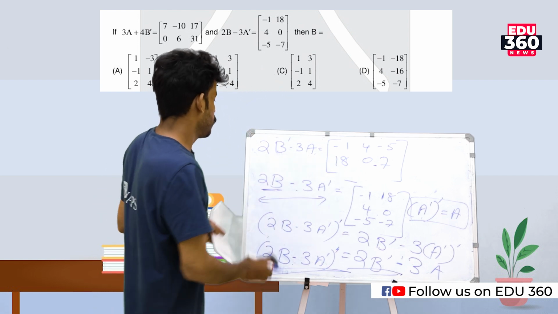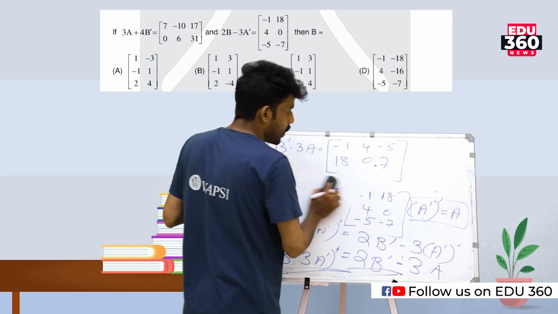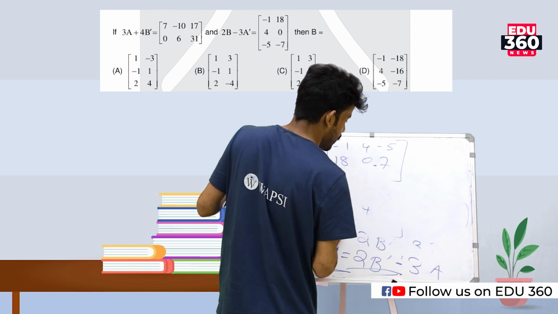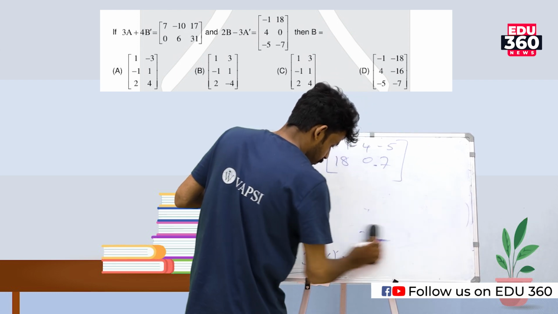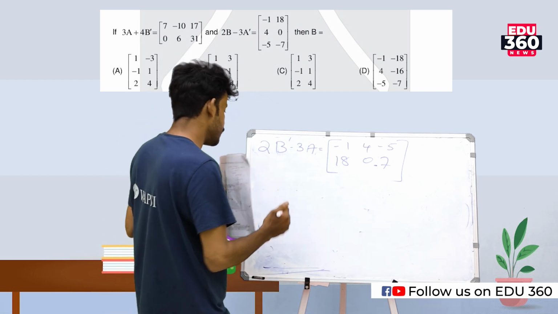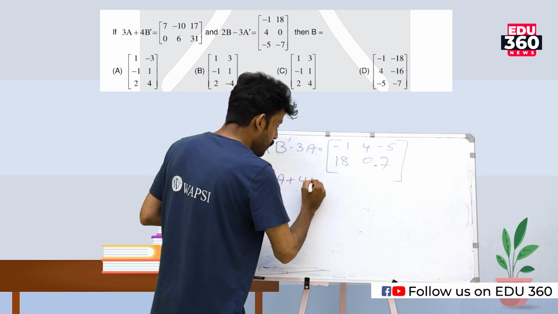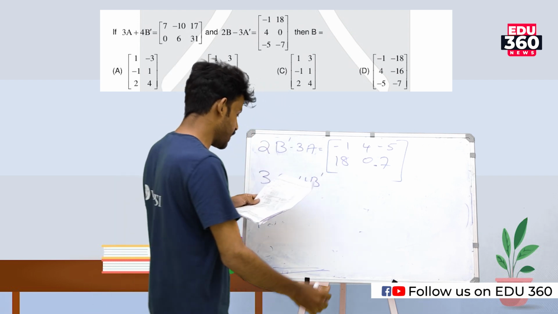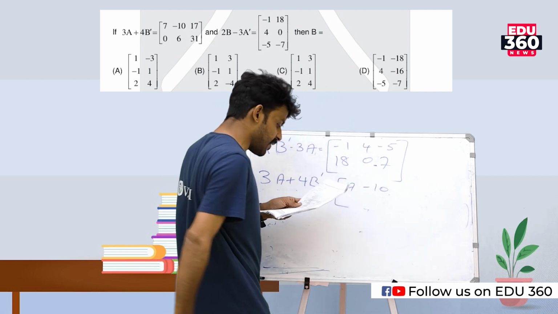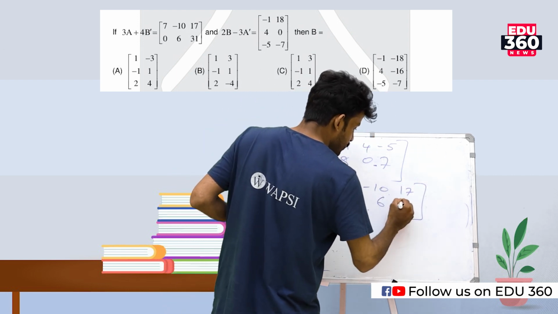So 2B dash minus 3A is equal to the first row minus 1, 4, minus 5, and the second row 18, 0, minus 7. And the first one, 3A plus 4B dash, is already given in this question: 7, minus 10, 17, and here 0, 6, 31.